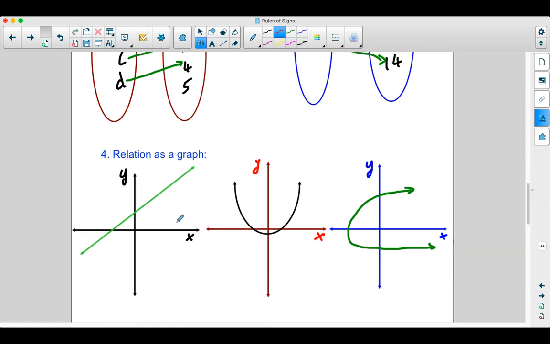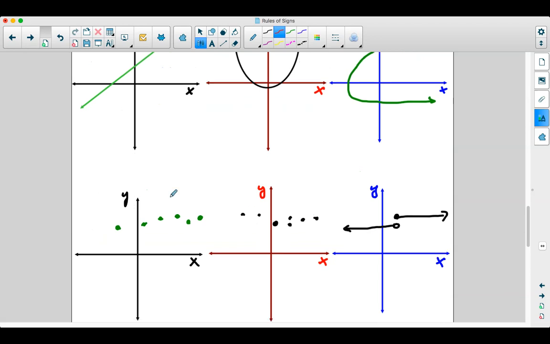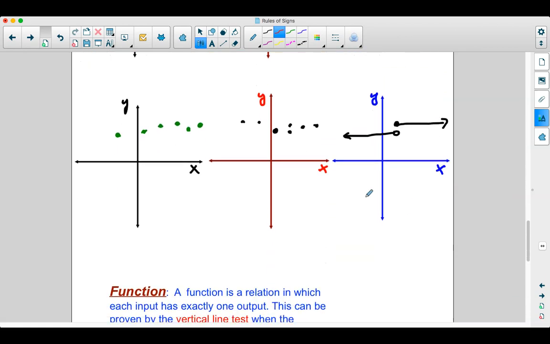Finally, we can use graphs to represent relations. And so here is a relation. Remember, when we are using a graph, the vertical axis is the y coordinate or the y axis, and the horizontal axis is the x axis or the x coordinate. A few more relations are graphed right here on the coordinate plane.